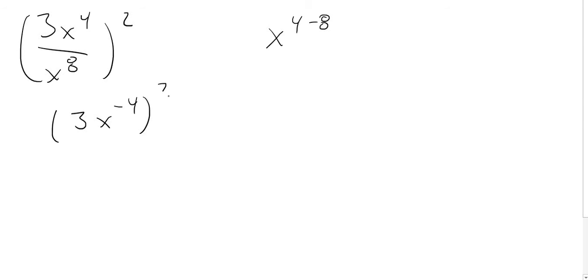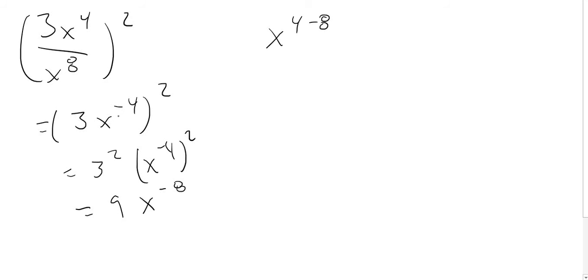But then when you square it, that 3 belongs to everybody, so it's 3 squared, and x to the negative 4th squared, which gives me 9 times x to the negative 8th. So if I stopped here and asked myself if I was done, I'm done simplifying the inside.